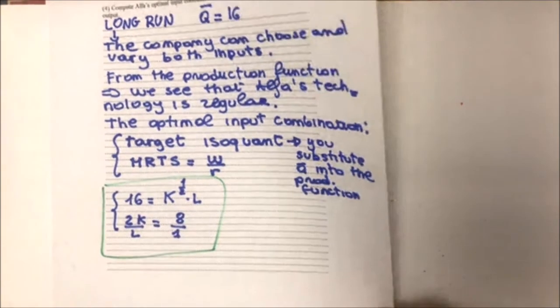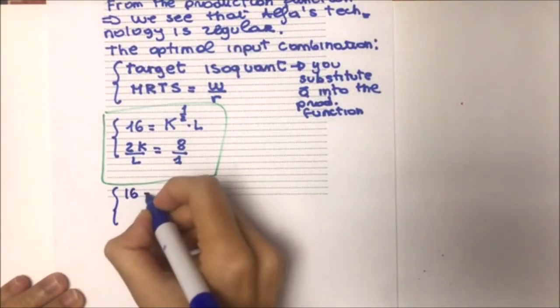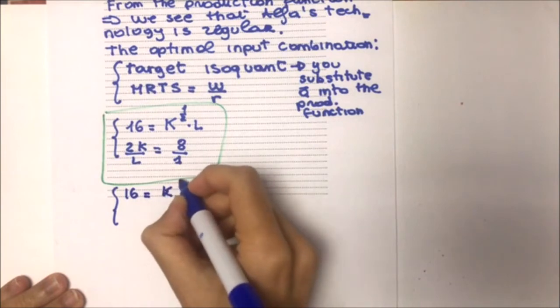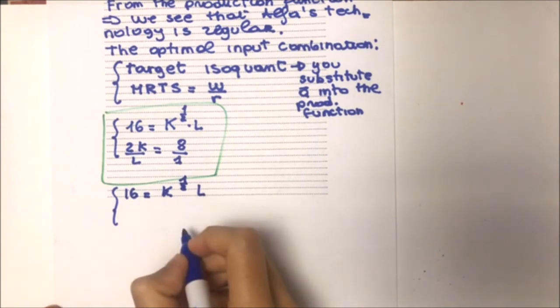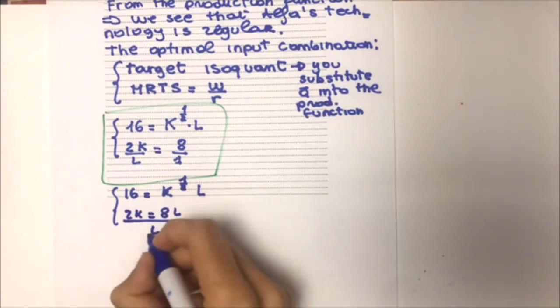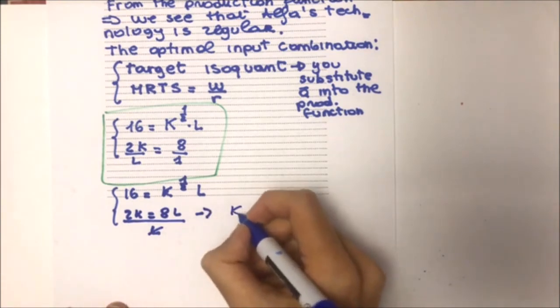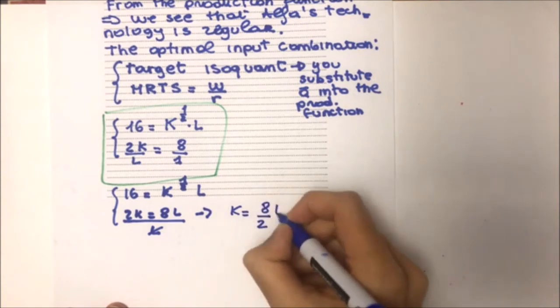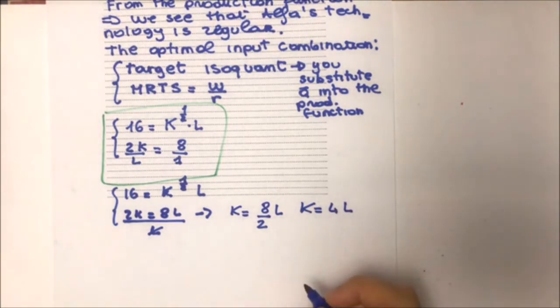So we now go step by step solving this system. Okay. So we rewrite the target isoquant of reference: k to the power of 1/2 times L. Here, basically, we work on the second equation and we have 2k equal 8L. We can get k out of this. So we have k equal to 8 over 2L. So we have k equal 4L. Okay. We substitute this into the isoquant.